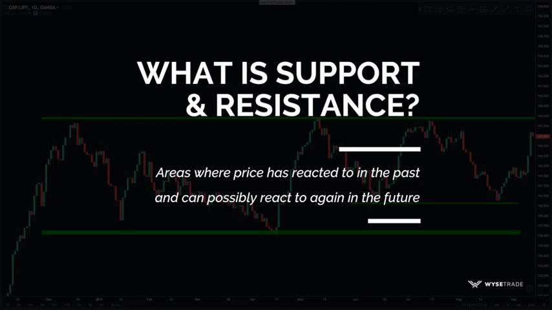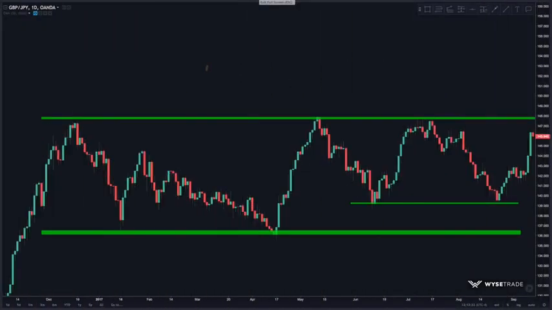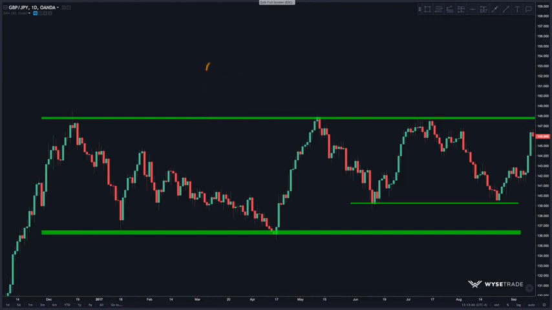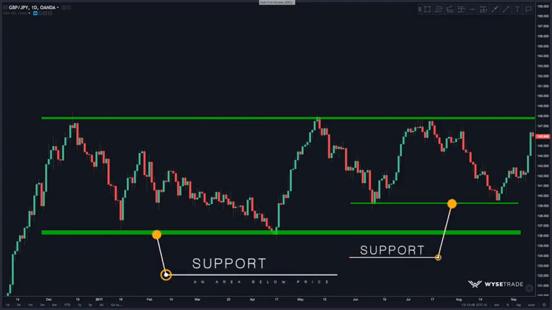So if you look on the chart, this top line is resistance, which is a level above price, where price has reacted to in the past. As you can see, the 3 rejections where price changes directions from. Support, on the other hand, is the same concept, except it is a level below current price, where price has reacted to in the past.